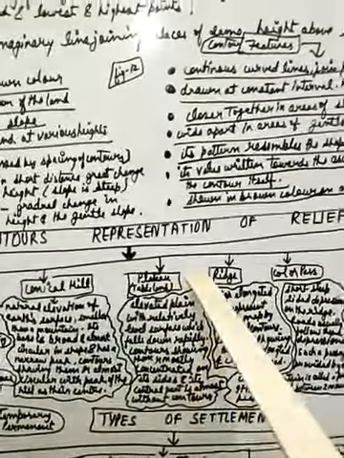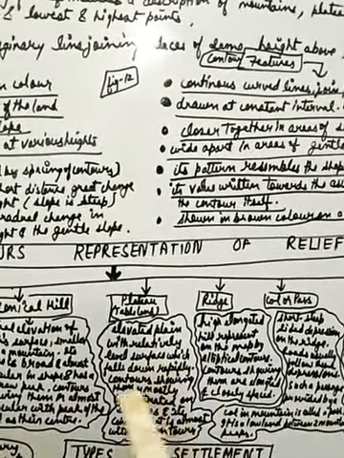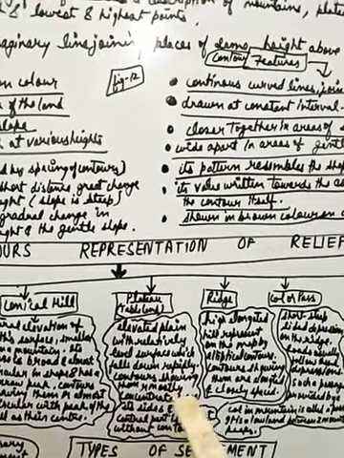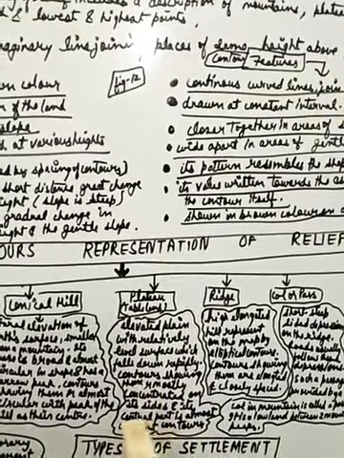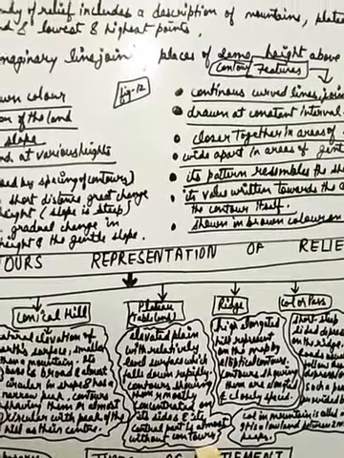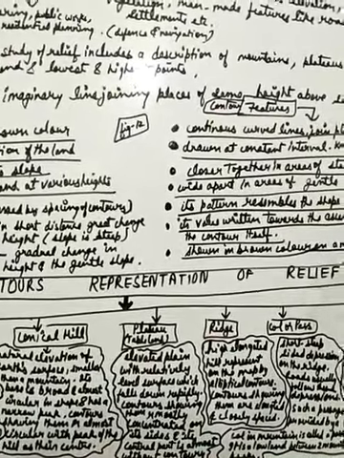Then we have plateau. A plateau is an elevated plain with a relatively level surface which falls down rapidly, and the contours showing it are mostly concentrated on its sides, and its central part is almost without any contour. Since it is flat, it will be without any contour lines.